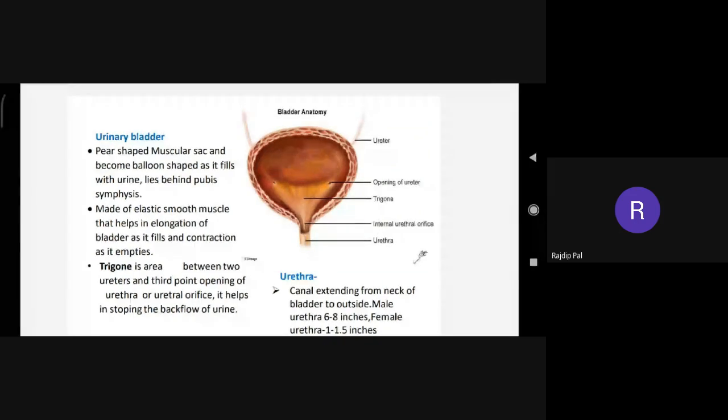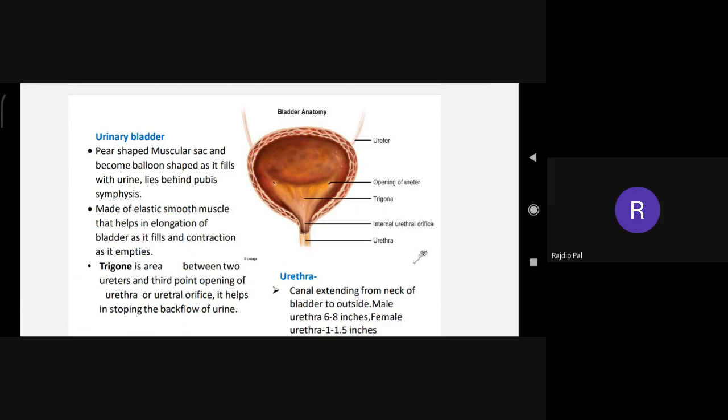We have already discussed the skeletal system. There is the pubic bone, and behind that pubic bone this urinary bladder is located, and it is a pear-shaped muscular sac, and it can stretch when it is filled with urine.